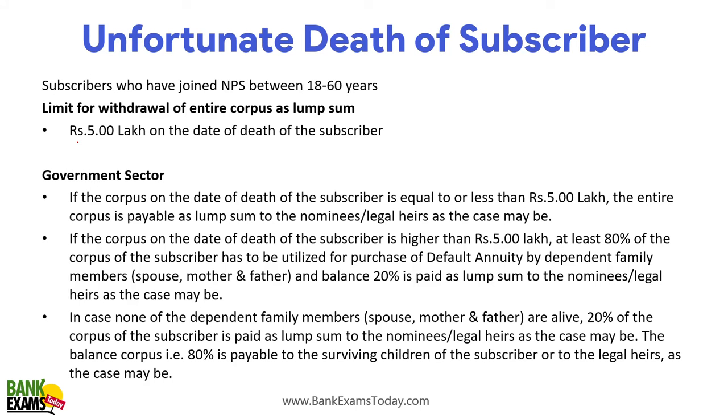Okay. So in case the person is in the government sector, if the balance in the NPS is less than 5 lakh rupees, you can withdraw all your money. If it is more than 5 lakh rupees, 80% has to be deposited in the annuity and the rest 20% can be paid as lump sum to the nominee. 20% nominee ko de do, 80% jo hai that will be purchased, that will be kept for the annuity.